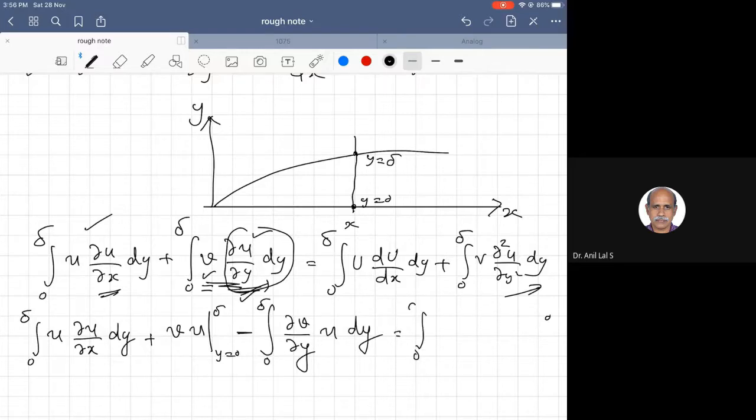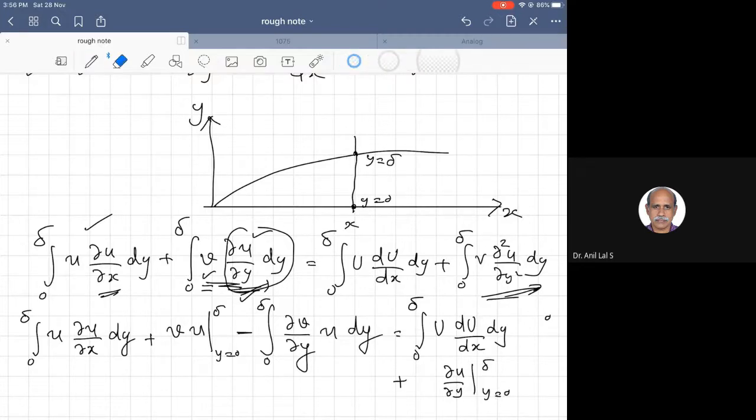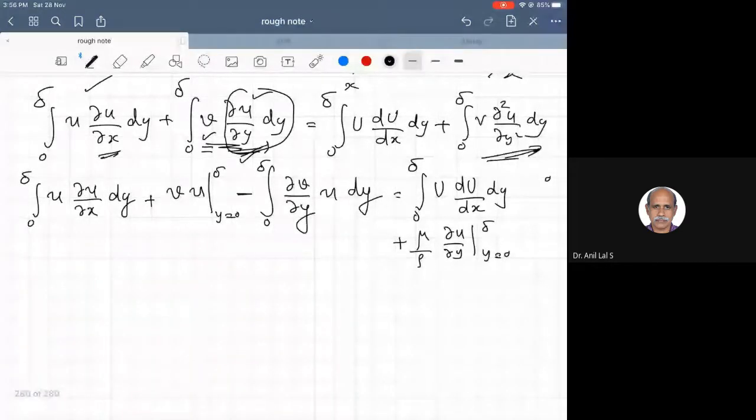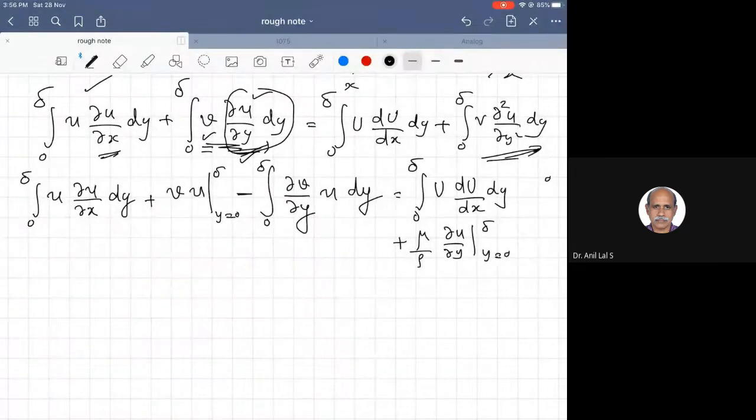The integral from 0 to delta of U dU by dx dy. And this is also direct, that gives nu into two differentiations, that is the second order differential, so that becomes dou u by dou y, applying the limit between y is equal to 0 and delta. Then this mu can be written as mu by rho. That way we can write that in terms of the skin friction shear stress.